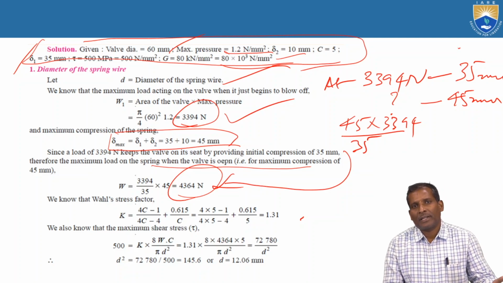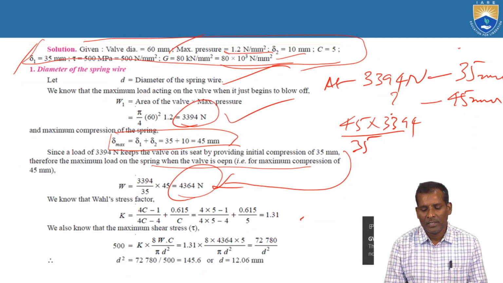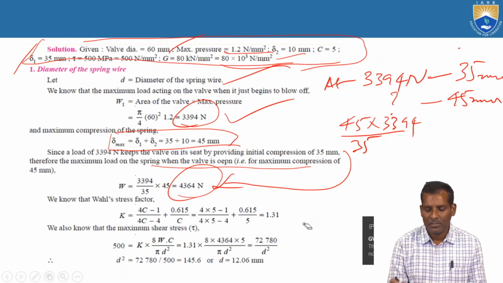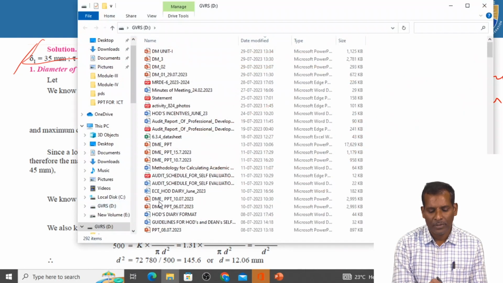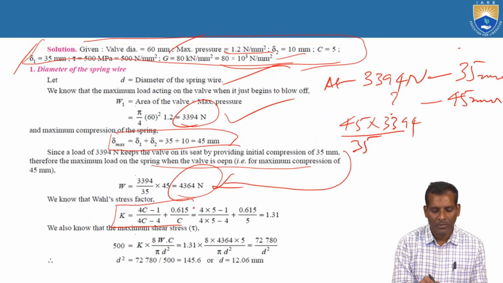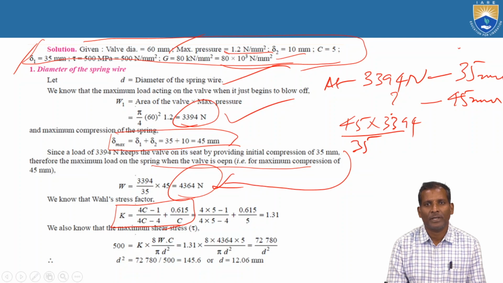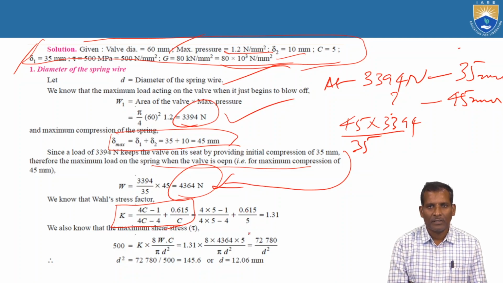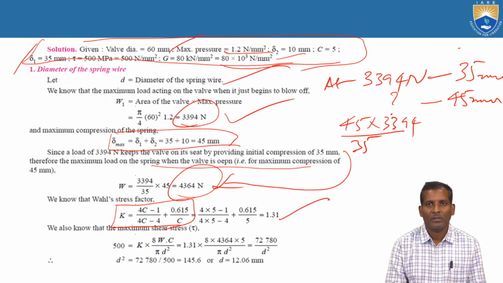You know the Wahl stress factor, the empirical relation. So K is equal to (4C minus 1) by (4C minus 4) plus 0.615 upon C. C is the spring index. Already you know the spring index is the ratio of mean coil diameter to wire diameter. For C, the spring index is already given in our problem as 5. So substitute in this relation and find the Wahl stress factor.